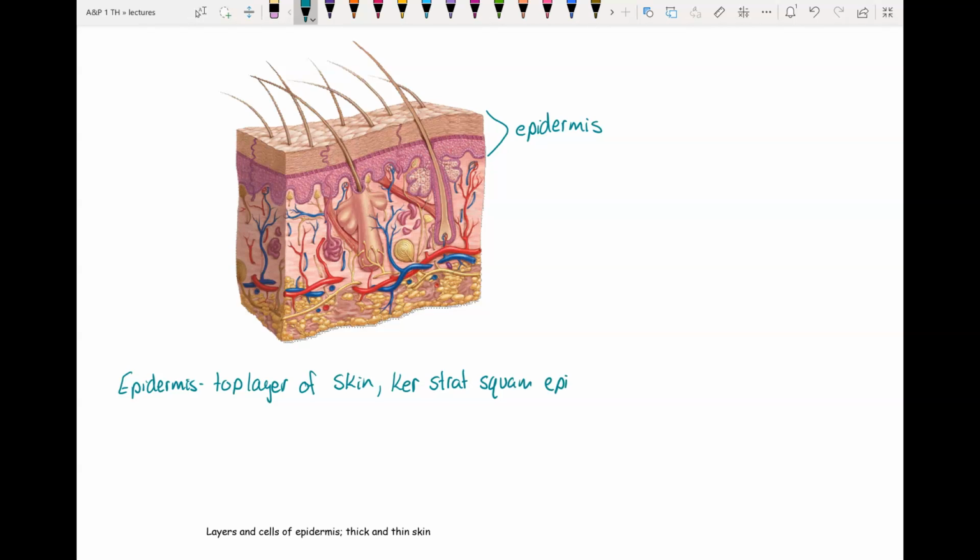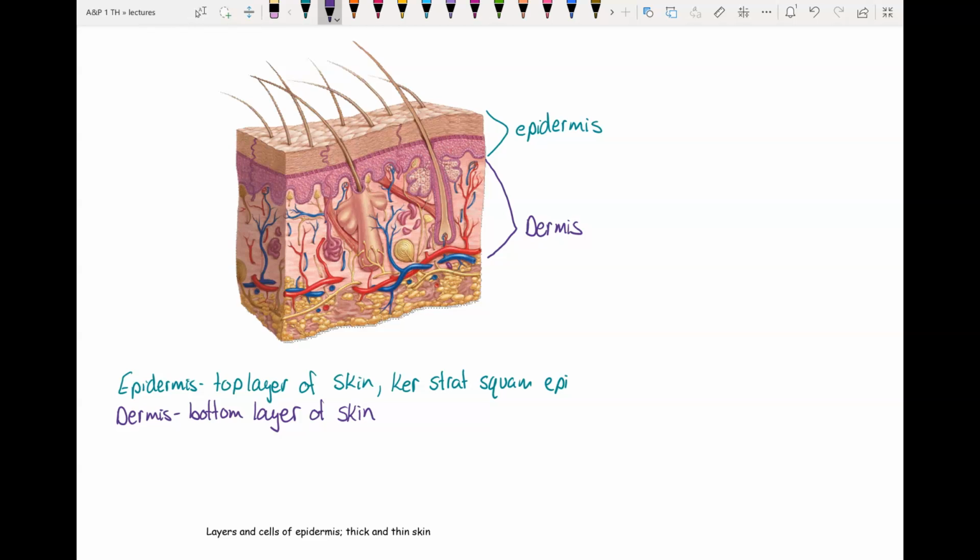So think of the Chapter 5 flashcards you've been doing where you've been learning tissue types. The surface of your skin, epidermis, is the keratinized stratified squamous epithelium. Then below the epidermis, you have dermis. So this is the main part of skin. Dermis is the bottom layer of skin. And it is made of two tissues.